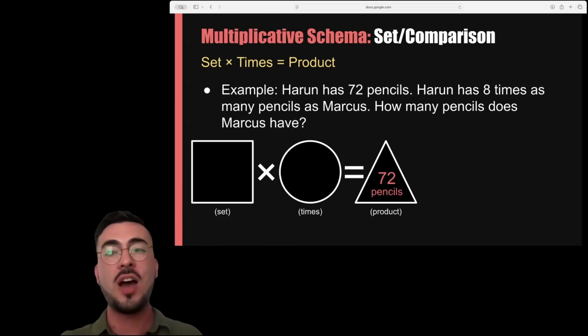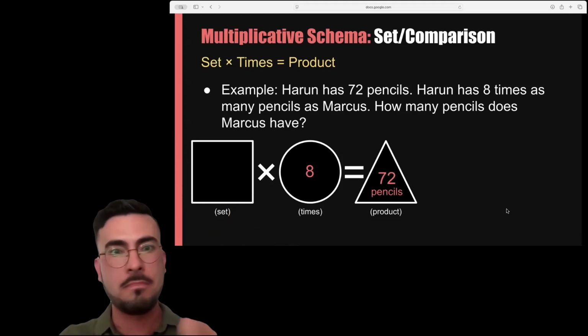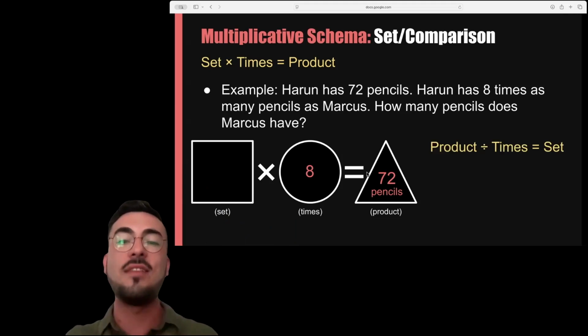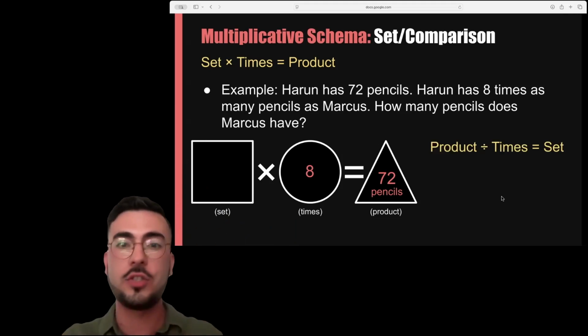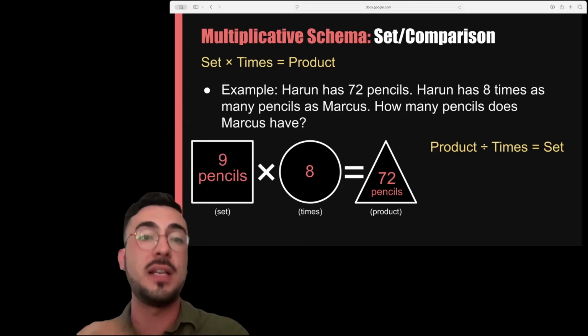72 pencils will be my product. 8 times, it's right there in the problem, 8 times. So I can do 72 divided by 8 since I'm going right to left, backwards, you might tell the students, right? They're going to get to 9 pencils.